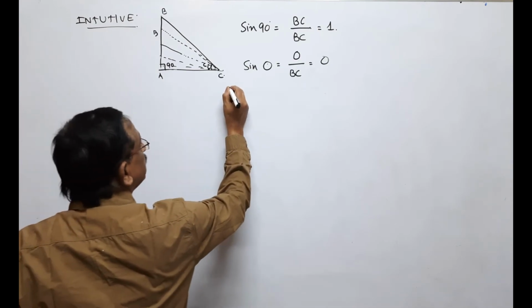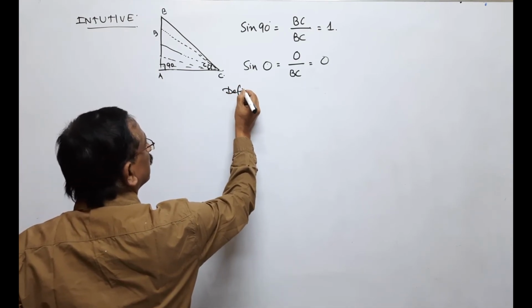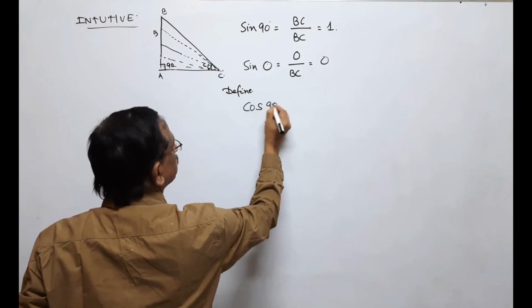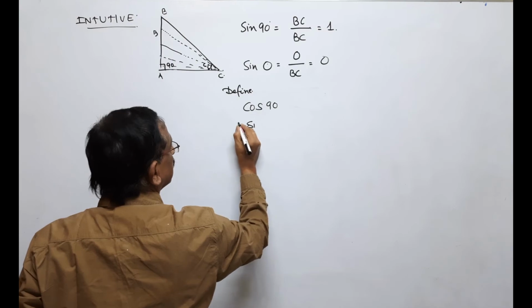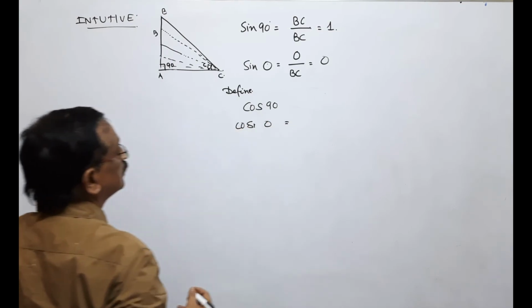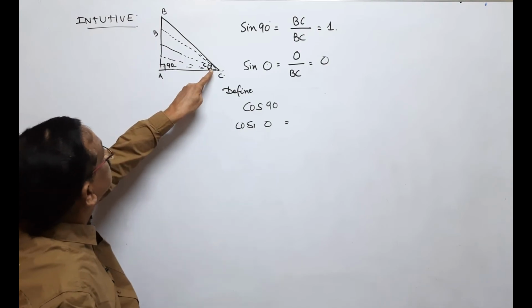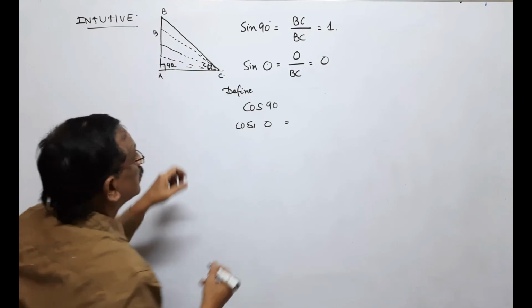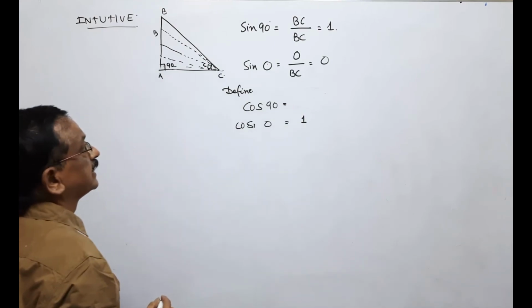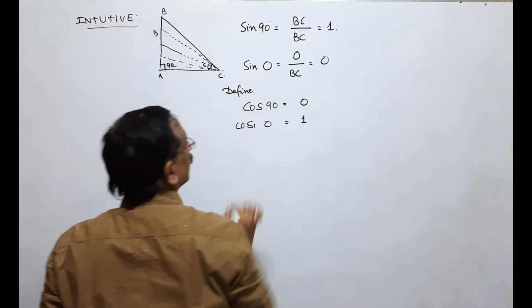So I will now define cos 90 and cos 0. What happens to cos 0? Again, it's going down, so it becomes 1, whereas cos 90 is 0.